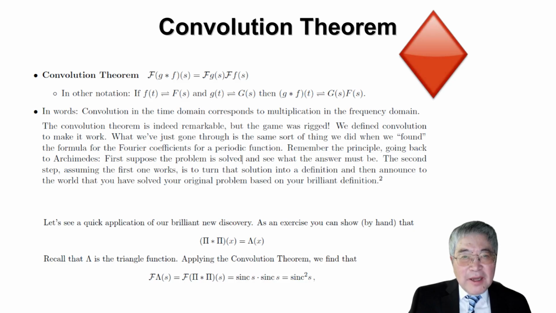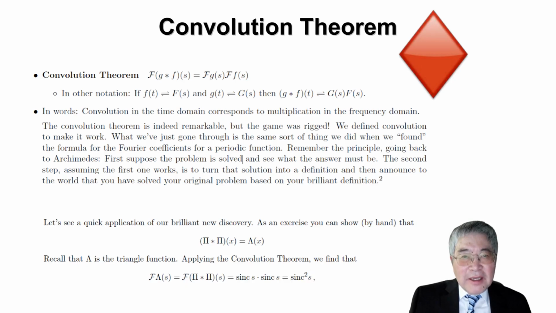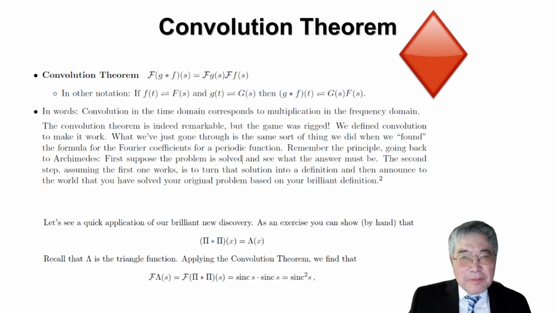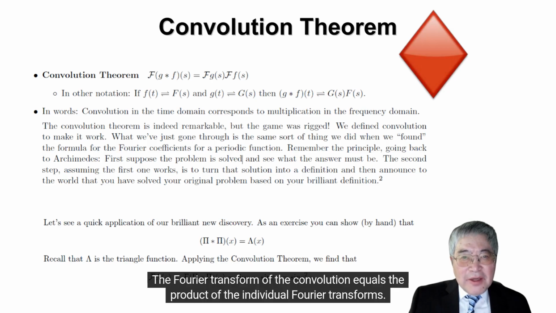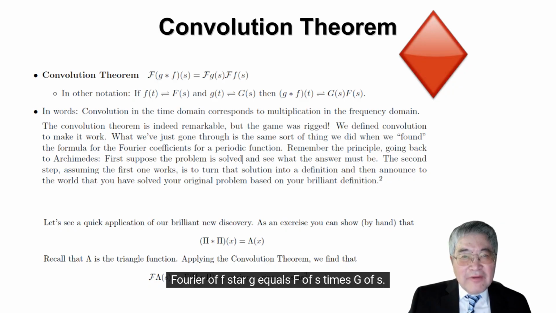So let's say f of t is your input signal, g of t is the system's impulse response, and f star g means the convolution of f and g. Then in the frequency domain, their Fourier transforms, let's call them F of s and G of s, satisfy this simple rule. The Fourier transform of the convolution equals the product of the individual Fourier transforms. Or in math, Fourier of f star g equals F of s times G of s.